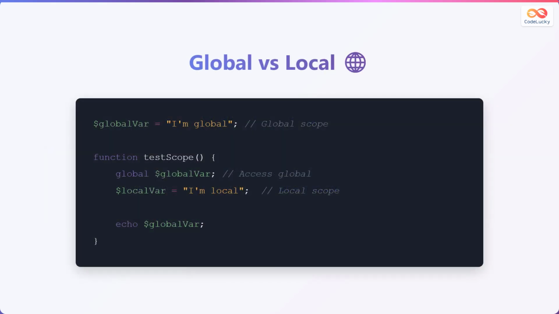Let's take a closer look at the difference between global and local variables. Here we have a variable $global_variable which is assigned the string I am global. This is a global variable because it is defined outside of any function. Next, we have a function called test_scope. Inside this function, we use the keyword global to access the global variable $global_variable. We also define a local variable $local_variable and assign the string I am local to it. This variable is only accessible within this function. Finally, we use the echo statement to output the value of the global variable.